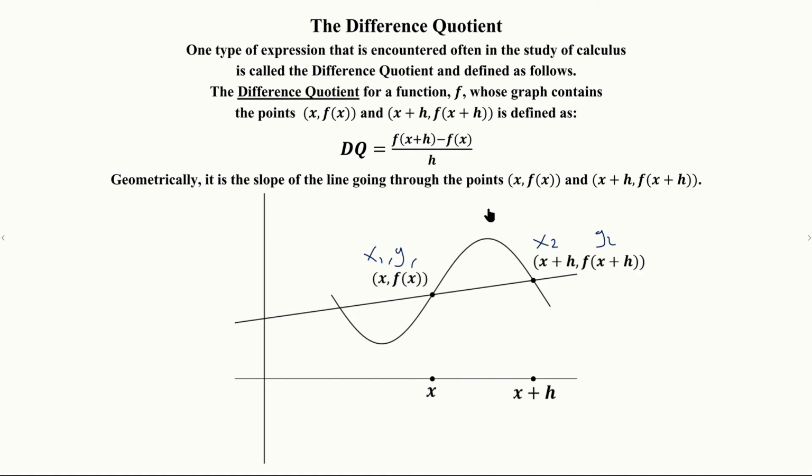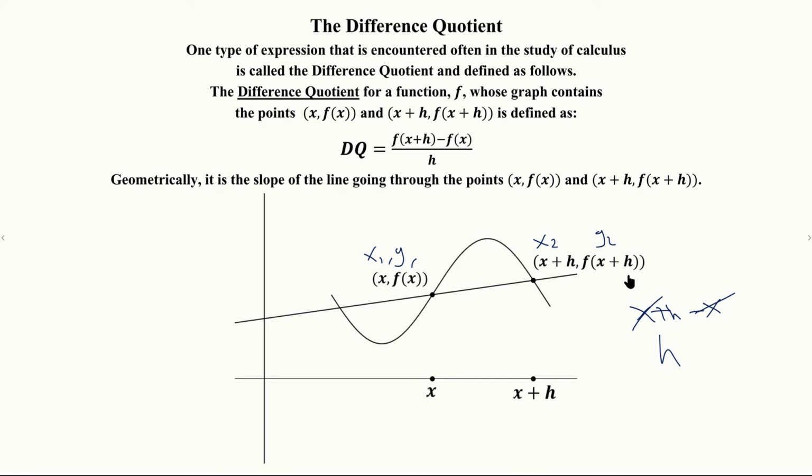Now we're going to find the slope using the slope formula. So y2 minus y1, that's f of x plus h minus f of x over x2 minus x1, so x plus h minus x. Of course, the x's cancel out, leaving us just h. That's why we only have h down below. So this difference quotient is nothing but the slope of the secant line for the graph of a function going through the points x, f of x and x plus h, f of x plus h.